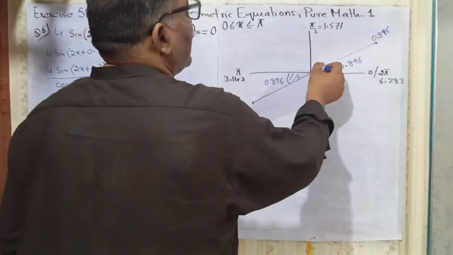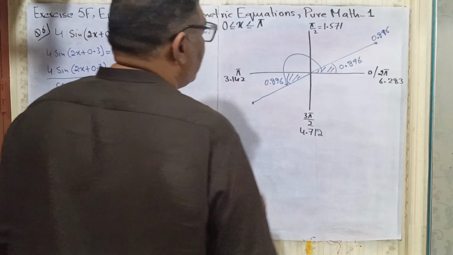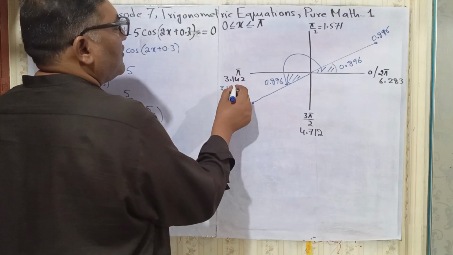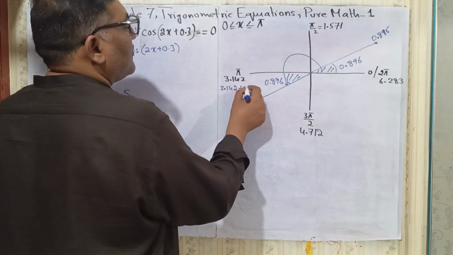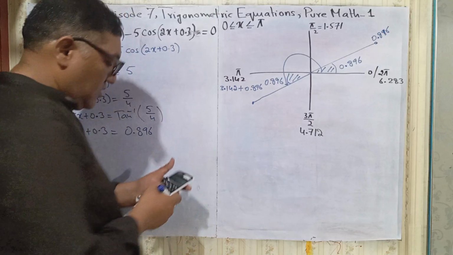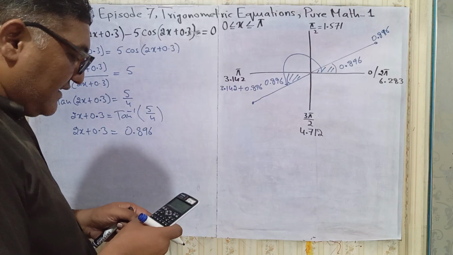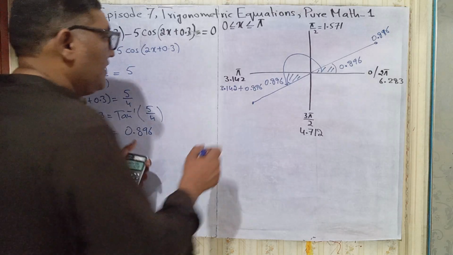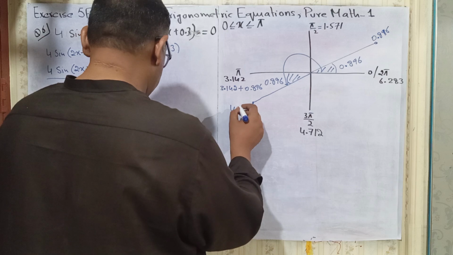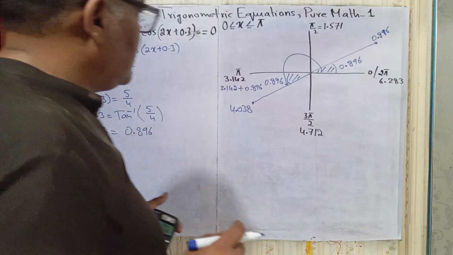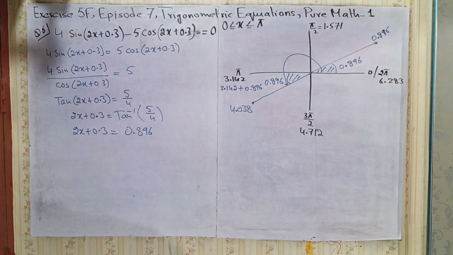But how much is this angle? I am talking about this angle. This angle will be 3.142 plus 0.896, which equals something like 4.038. Okay, so these are the two places where the tan is positive.